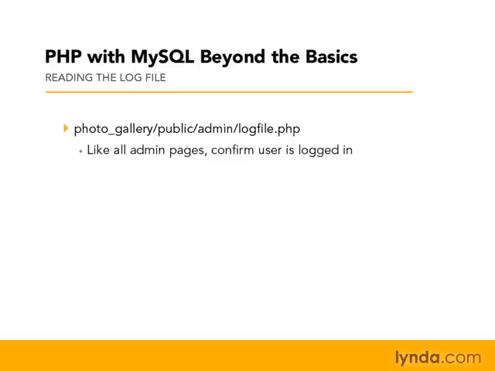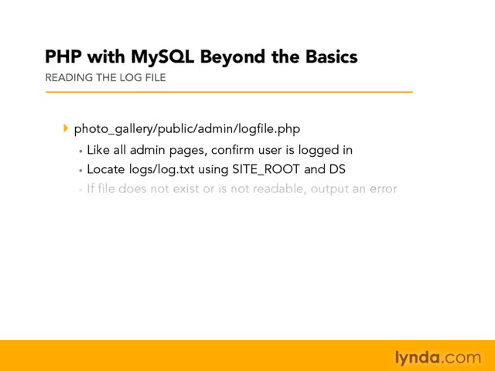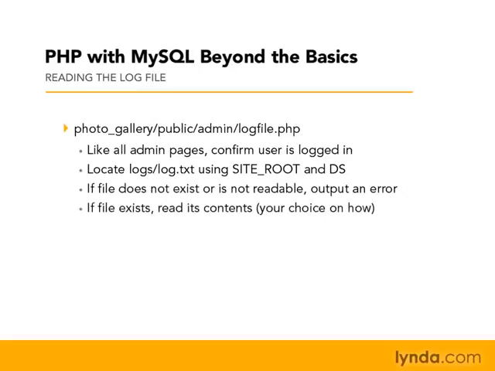Just like all the other admin pages, we're going to first confirm that the user is logged in already, because this is not something that non-logged in people should be able to do. And we're going to then locate that log file, and we're going to make sure we use site root and DS, the directory separator again. We're going to check if the file exists or not, check if it's readable or not, and then if it's readable, read its contents in. And we saw a couple ways to do that. I'll let you choose how to do it. And then output those entries to HTML so that we can view them in the browser.